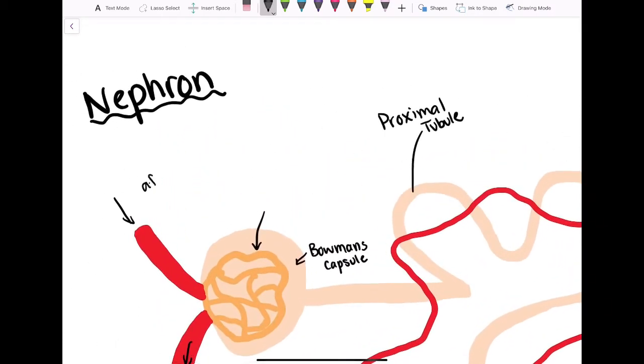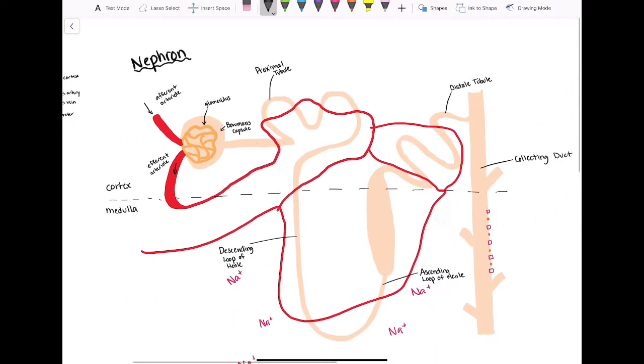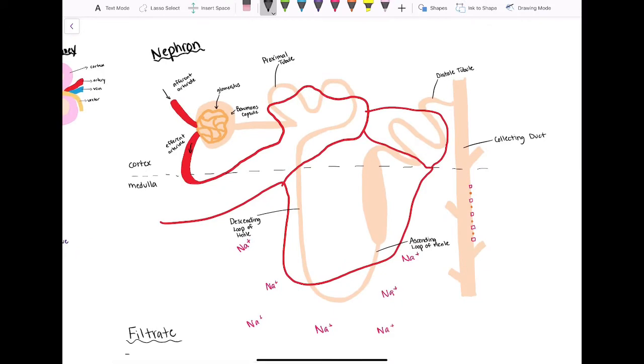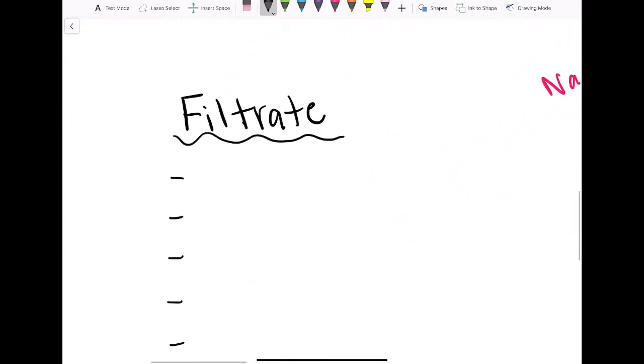Blood enters the afferent arteriole, gets filtered in the glomerulus, and leaves via the efferent arteriole. The efferent arteriole branches out around the rest of the nephron, allowing for reabsorption to occur. The Bowman's capsule filters components out of the blood. This fluid is now called filtrate.